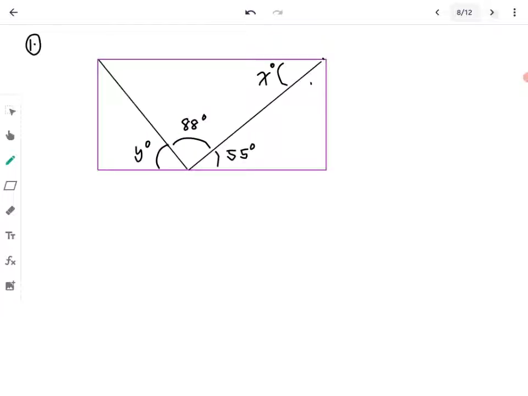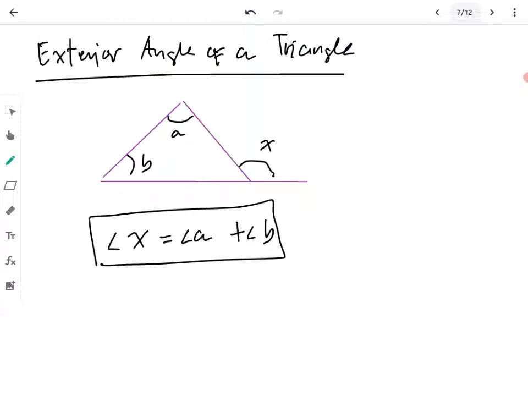Next we have the exterior angle, meaning outside the triangle. So here the exterior angle is X, and as we learned before, this exterior angle is just equal to the sum of the opposite interior angles of a triangle. So that's A and B. So we say angle X is just equal to the sum of angle A and angle B.